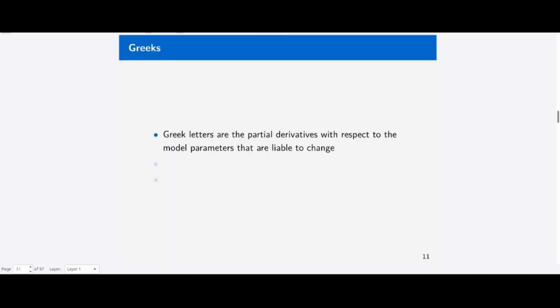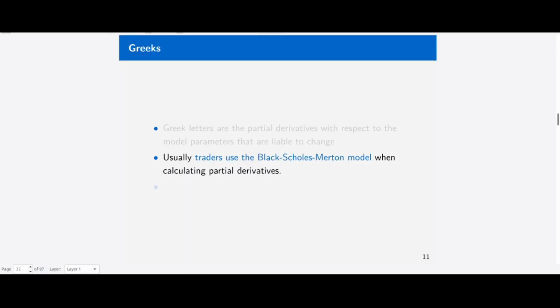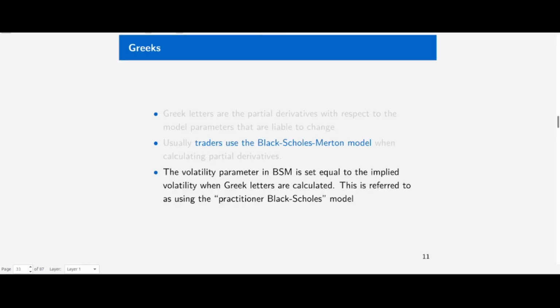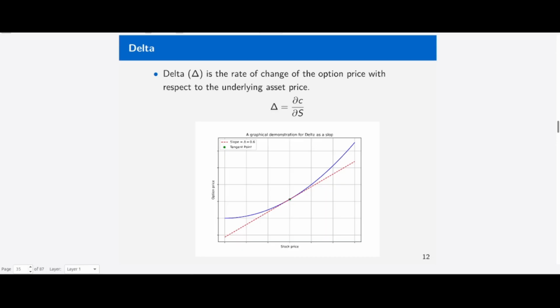The other option is using delta, the Greek letters, as a partial derivative with respect to the model parameters that are liable to change, and usually traders use the Black-Scholes-Merton model when calculating partial derivatives, and the volatility parameter in Black-Scholes-Merton is equal to the implied volatility. When Greek letters are calculated, this refers to us using the practitioner's Black-Scholes model. So today we'll focus on the delta.